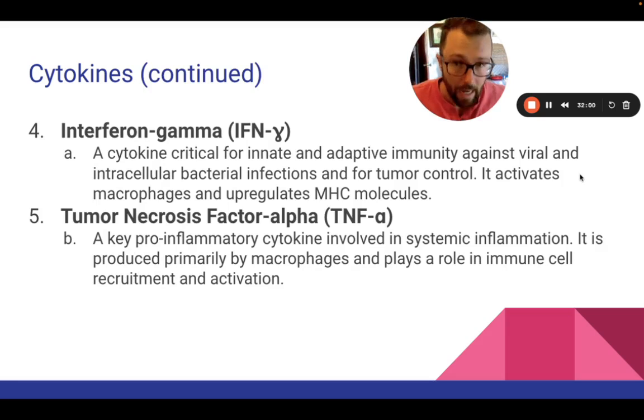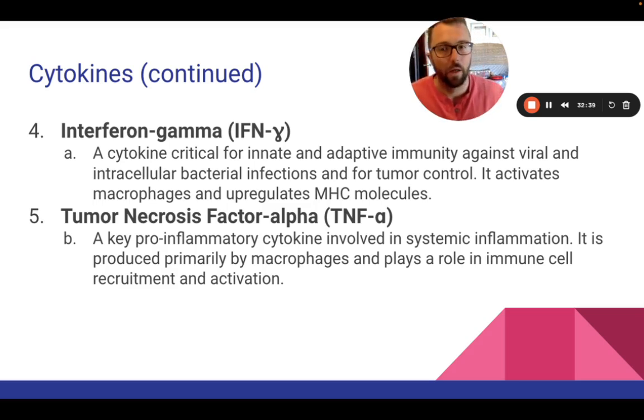Then you've got interferon gamma. So this is a cytokine critical for innate and adaptive immunity against viral and intracellular bacterial infections and for tumor control. So it activates macrophages, which are like trash cans in the cell. They swallow up the bad stuff and help get rid of it. And they upregulate MHC molecules. So you'll remember the major histocompatibility complex. Interferon helps handle the initial inflammation, but also helps set your body up to be able to handle that antigen again later on.